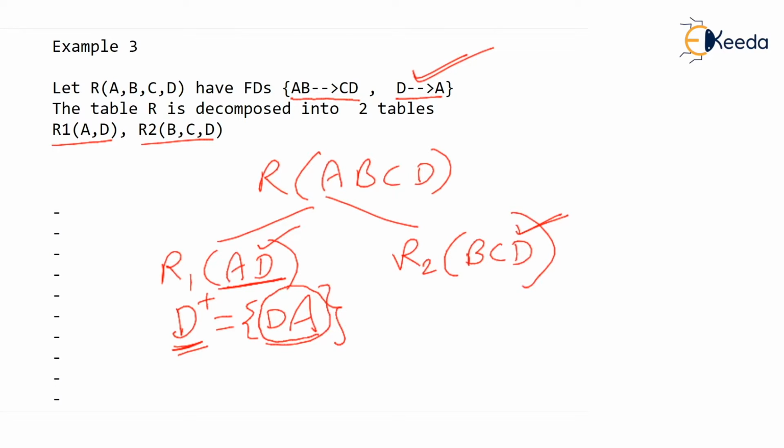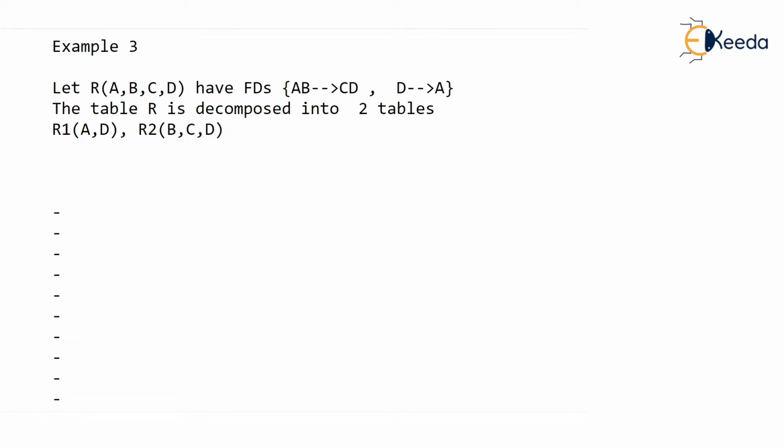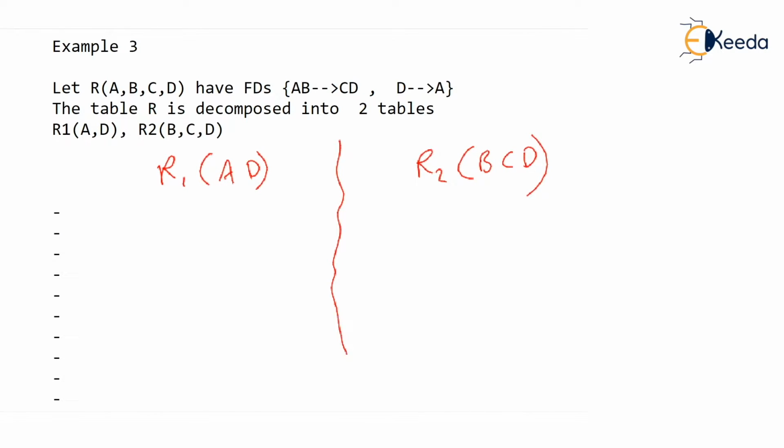Now what about FD preserving? What we do for FD preserving you have seen in earlier two videos. Let us write the two tables again. R1 has AD and R2 has BCD. Now let us list what dependencies are possible first of all. I'm not saying that they are satisfied. The non-trivial dependencies possible for R1 are A determines D and D determines A.